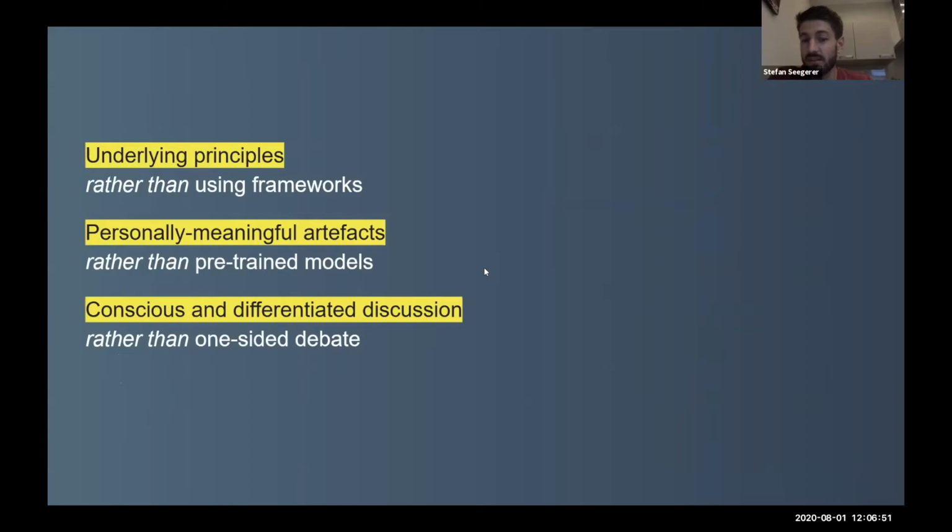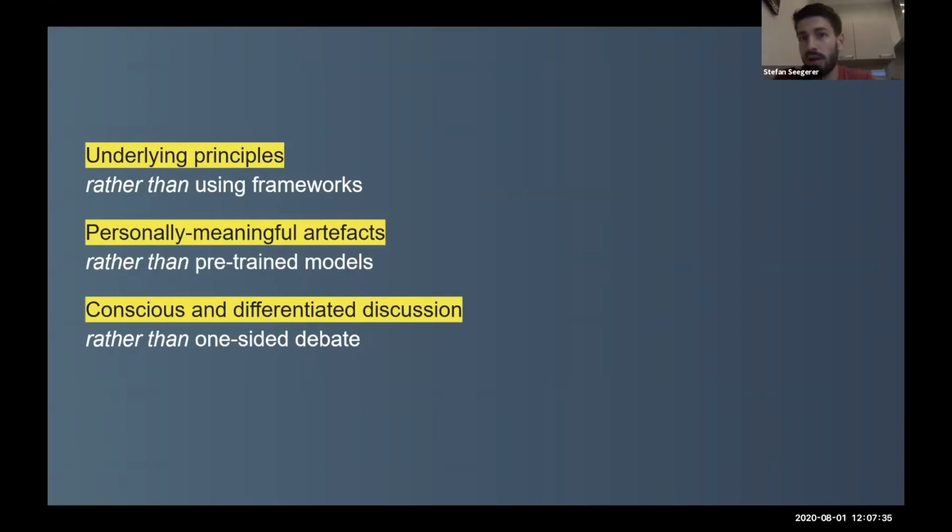So for AI education, this means that we should favor the underlying principles, such as how machines can learn, rather than just the usage and application of certain frameworks that can be complicated, like PyTorch or TensorFlow, but also something we create for Snap. Furthermore, it is more important to let students create personally meaningful artifacts, as students learn best while being creative and pursuing their own goals instead of using predefined models for somewhat artificial projects like the encoding that we just showed you.